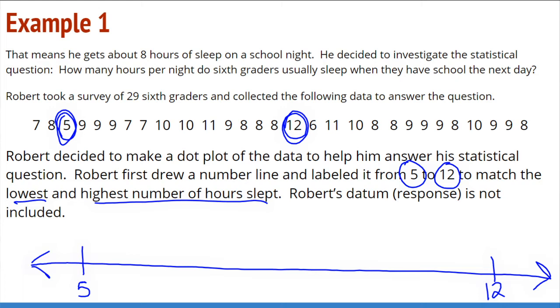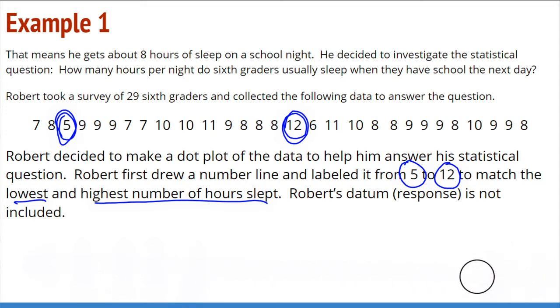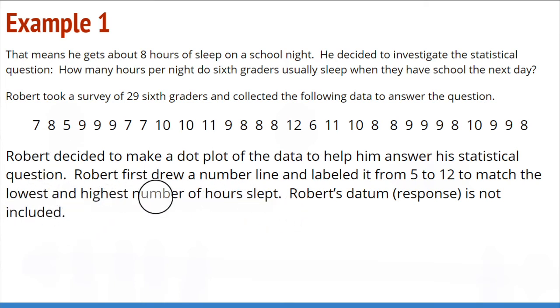Now the question is, what goes in between? And it's very important when we do dot plots and line plots that we have equal intervals, meaning whatever we're going to count by remains the same. So I can't do 5, 6, and then skip, and I'll put an 8 here, and then skip, and I'll put a 12 here. We need to keep the intervals equal. We need to be counting by the same amount. We need to make sure that we have left a spot for all of the numbers.